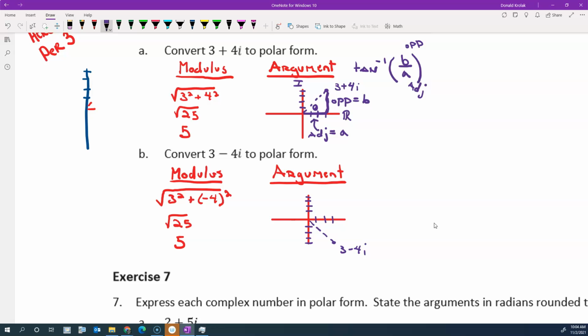So all you got to do now is you just type this in. Make sure that, let's see, we're going to be in degrees. Okay, so let's see, it's going to be 4 over 3. So that's what goes in. Okay, I'm going to do it on Desmos here.